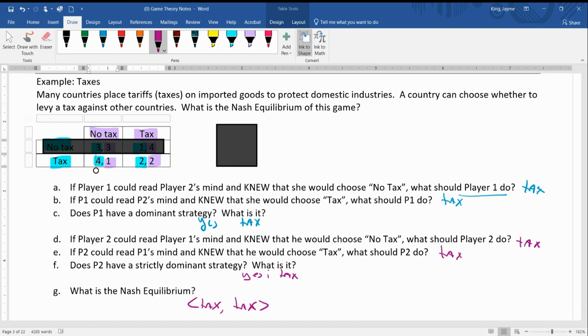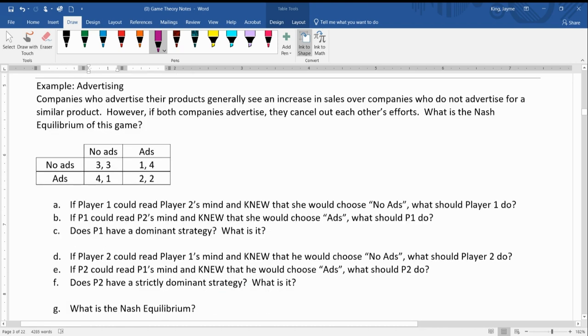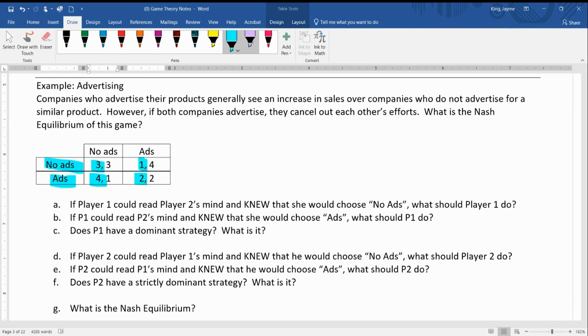All right. Now, again, I don't usually have them broken down into questions like this. I'm just kind of doing that to help you sort of follow along with what I'm doing. So let's do this next one. I'm going to again start by color coding. So no ads and ads. First numbers go with that one, right? No ads and ads. Second numbers. There we go. All right, so this is about advertising.